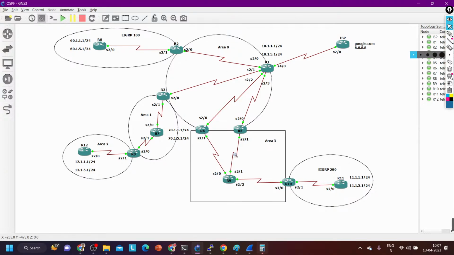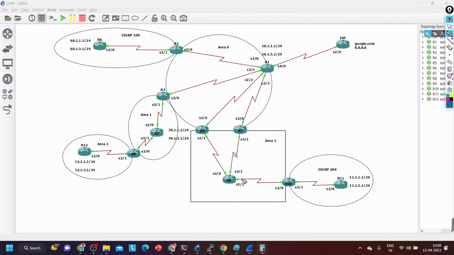How will area 1 get these prefixes? This router is generating what? LSA 7. This router is converting LSA 7 into LSA 5. And LSA 5 can cross areas, yes or no? The same LSA will be received by router number 7. So definitely the forwarder address will be 10.10.10.10, and this router will also calculate the total cost to reach there.